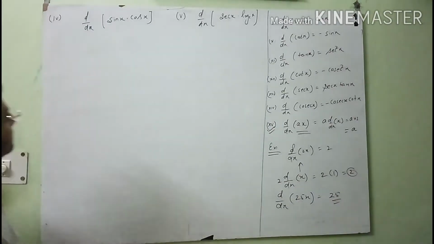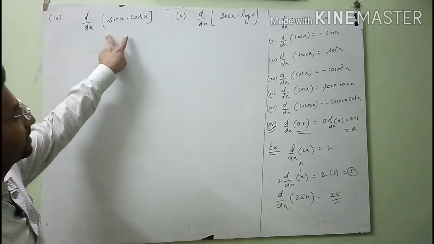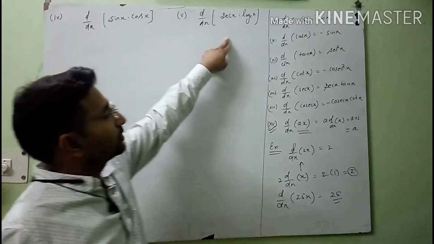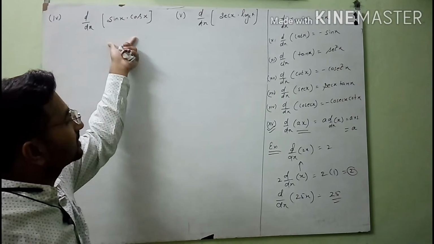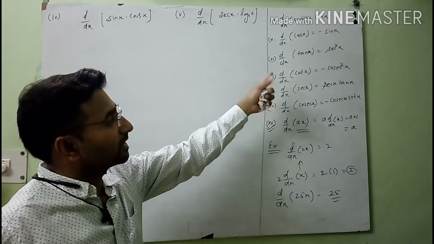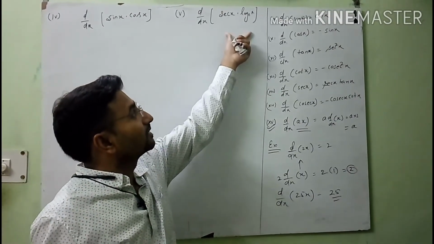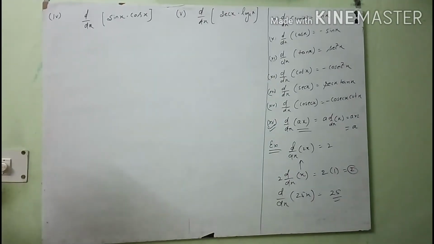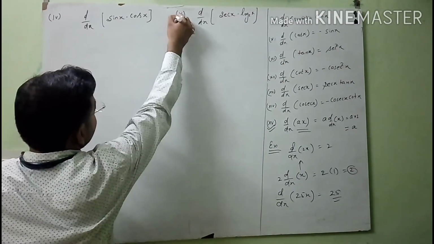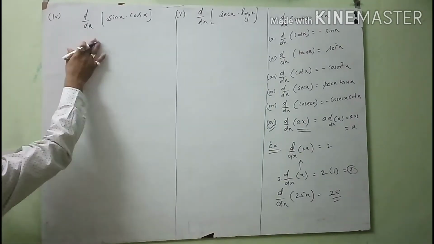Now see, in this question, question number 4, I am taking one example from these two examples from the trigonometric functions. This is a simple example which I have taken from trigonometric formulas, and this is the complex one in which one function is trigonometric, the other is a log function. So see how we will solve this type of question. First of all, I will solve this fourth question.